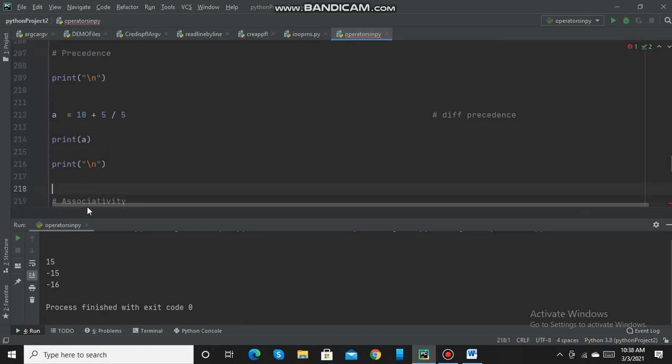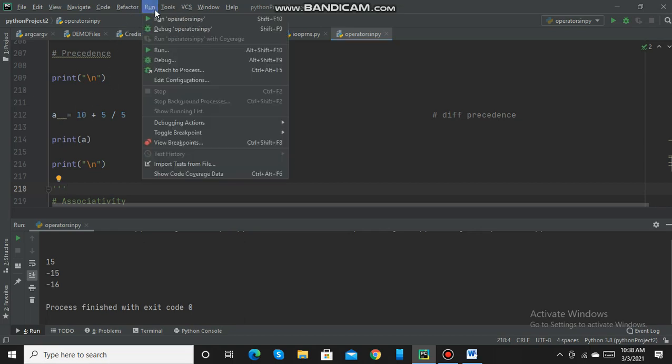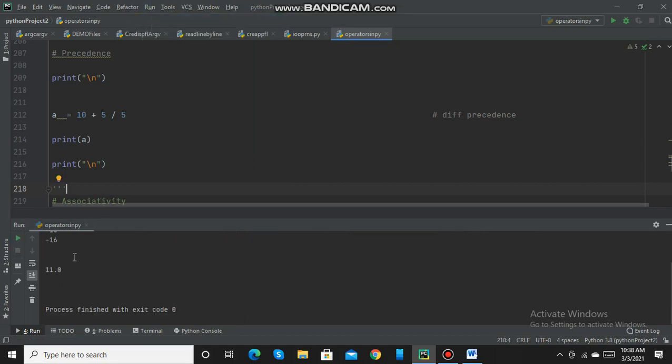So here, 10 plus 5 by 5. Division has higher priority than addition. So the result is 11 because division takes place first, 5 by 5 is 1 and then the value is added to 10, so 11.